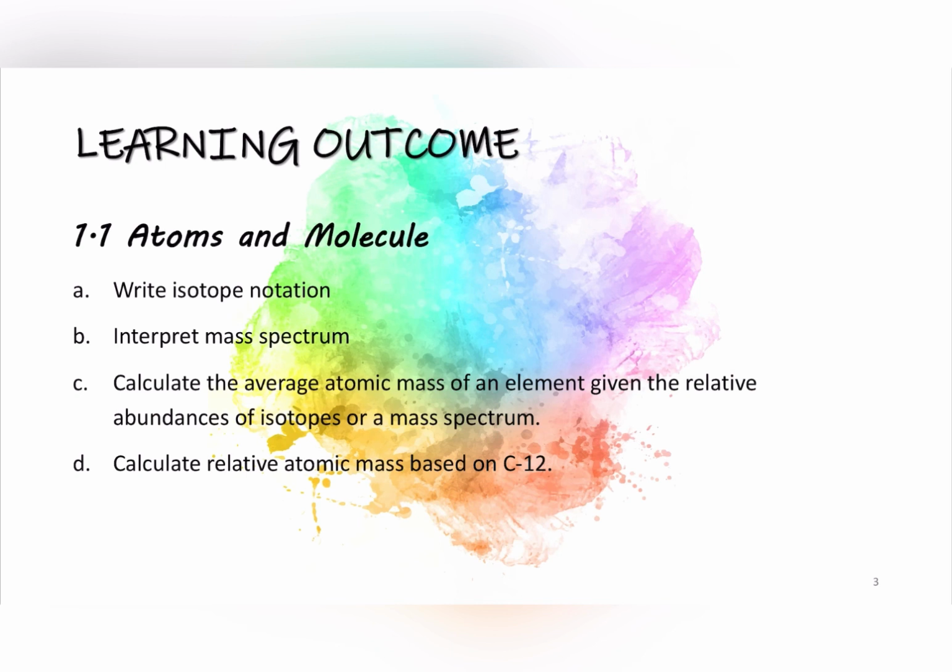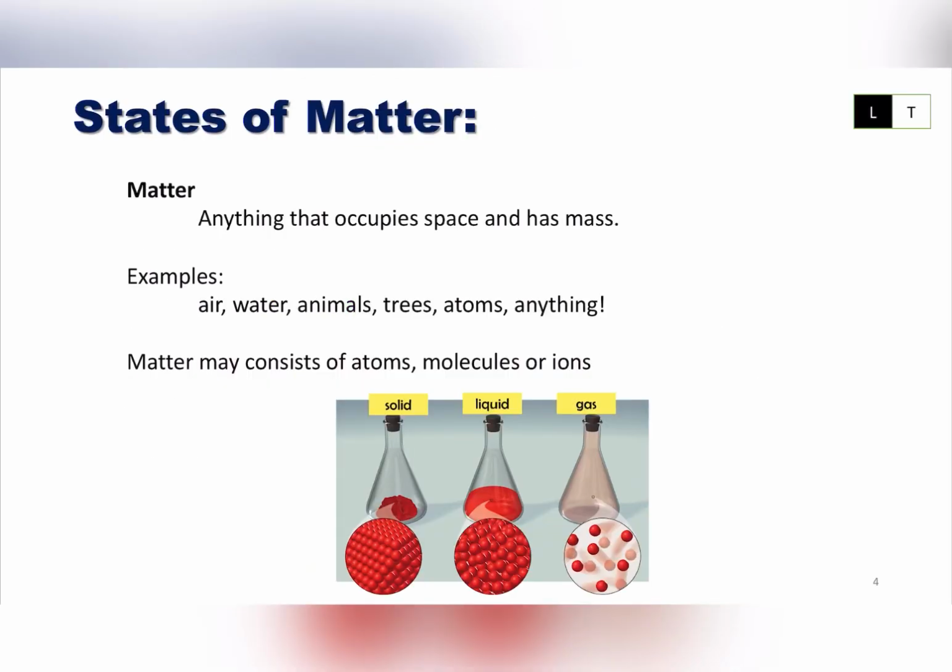We are going to focus in this video on the introduction to atoms and molecules, including how to write the isotope notation. First things first, you have to know what matter is. Matter is anything that occupies space and has mass. These two are keywords which are very important for you to identify anything which is matter. For example, everything in this world, such as air, water, animals, trees, atoms, or anything, they are all matter.